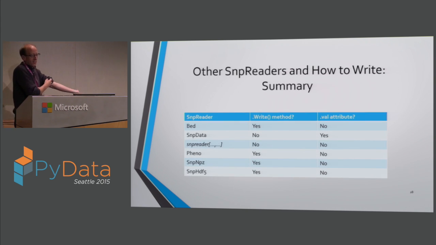So in summary, methods like bed and pheno and SNP NPZ and SNP HDF5 all have write methods. SNP data is our in-memory format. It doesn't have a write method. And FaST-LMM, when you do some indexing, that doesn't have a write method. And just to remind you, only SNP data has the val attribute.